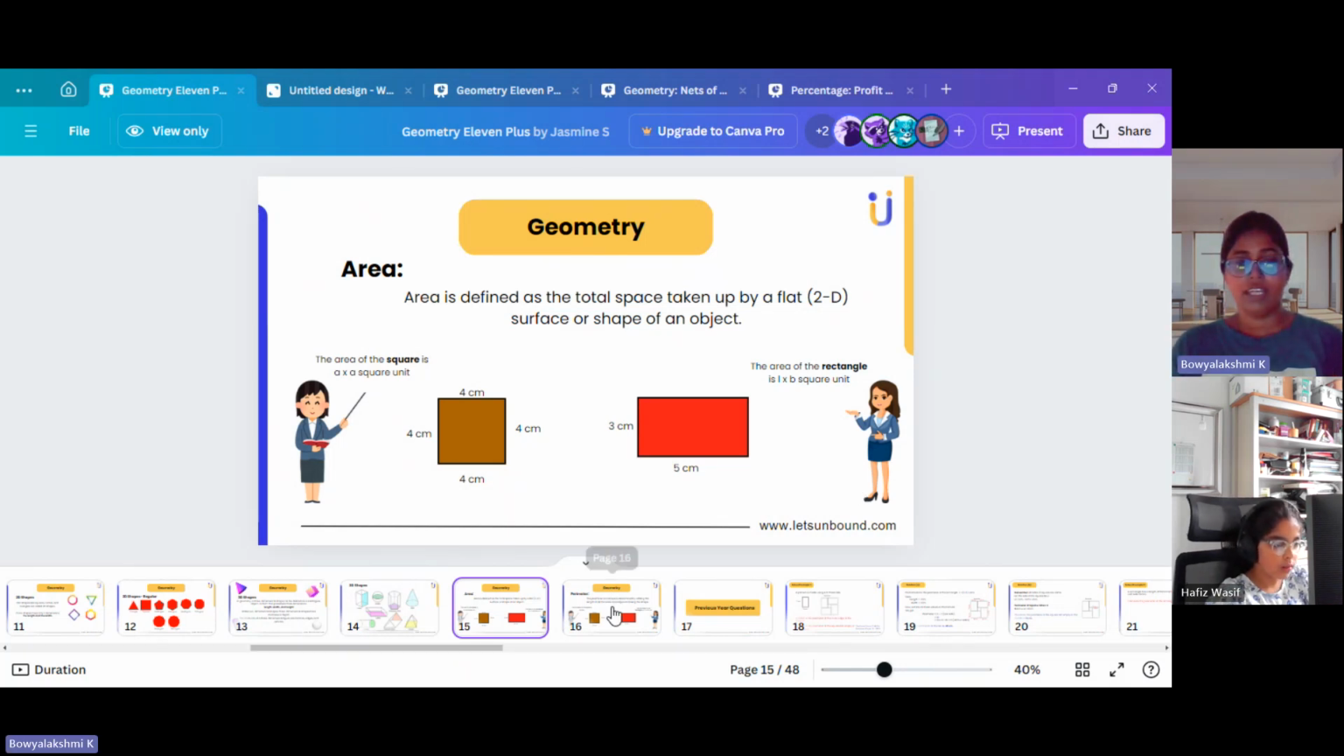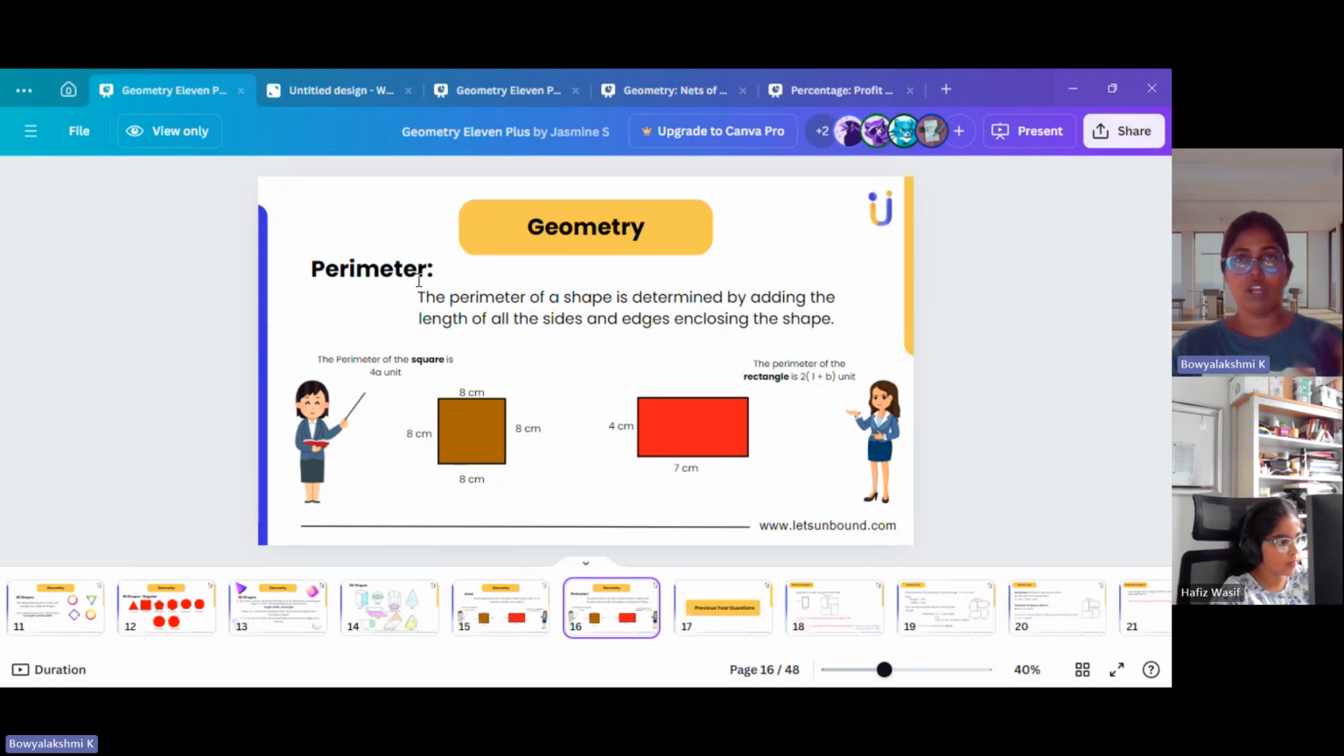Quite simple. Next one, perimeter. It's not like area. I'm not going to consider the space. I will just consider the total boundary length. The boundary line is the line which runs around the shape. So that length is called perimeter. And for perimeter, there's no need for square units, just copy the unit.